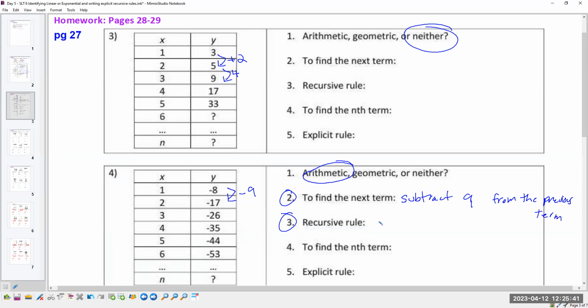And for the recursive rule, hopefully you wrote f of 1 is -8. f of n is f of n minus 1 minus 9.